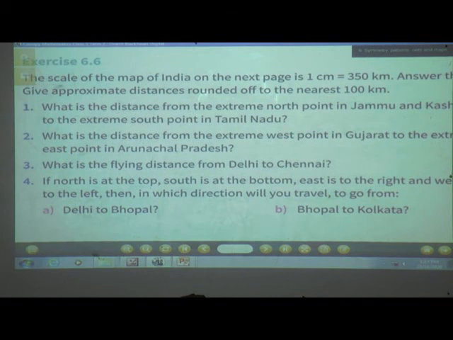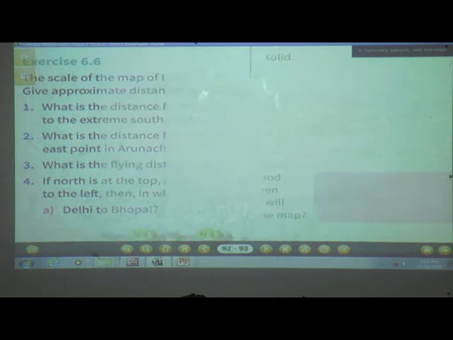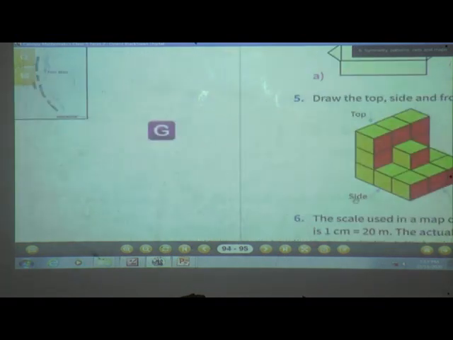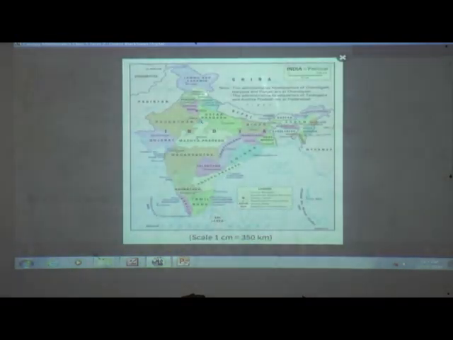See students, the scale of the map of India on the next page is 1 centimeter is equal to 350 kilometers. Now answer the questions. Give approximate distances rounded off to the nearest 100 kilometers. Students, here on the next page they have given us the map. See, here is the scale. 1 centimeter is equal to 350 kilometers.